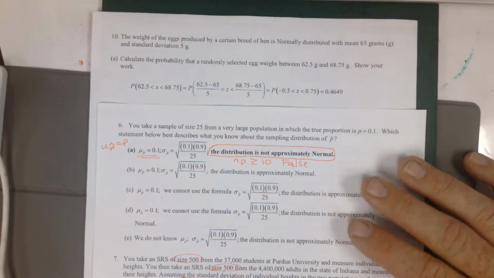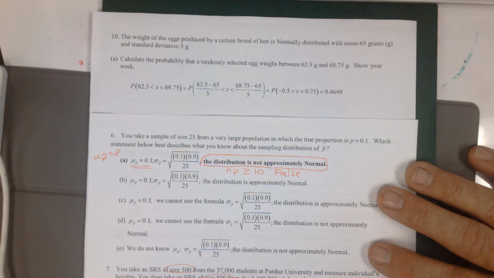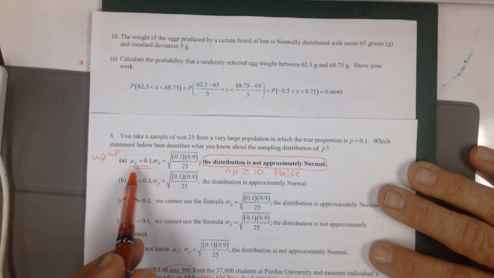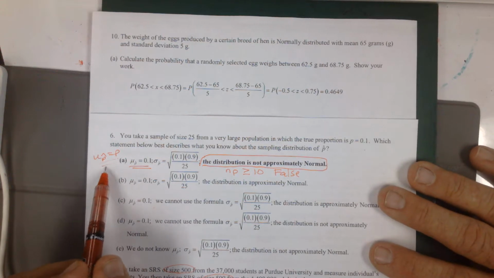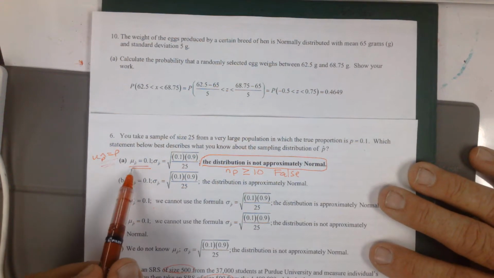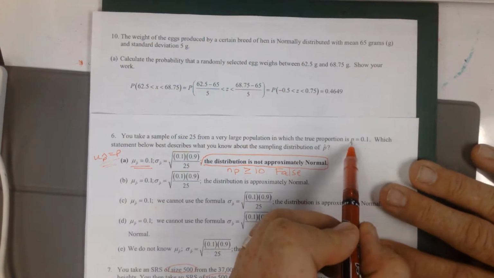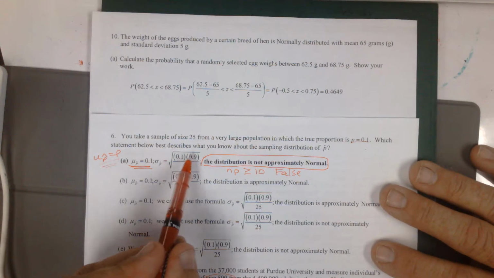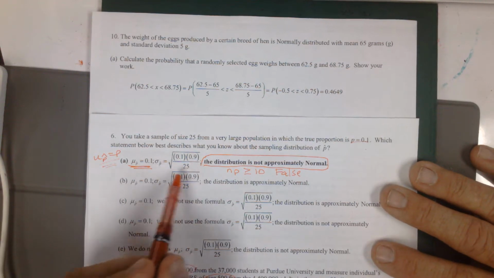Last one over here, number 6, on the last page of the multiple choice. Number 6, this is on the formula sheet. Mu of p hat equals p, which means that this answer here is the same answer as that one. And then we just need to use our formula from the formula sheet to plug this in.